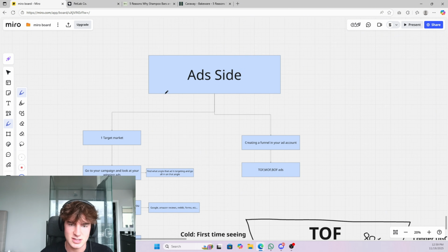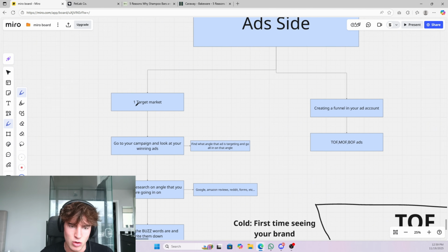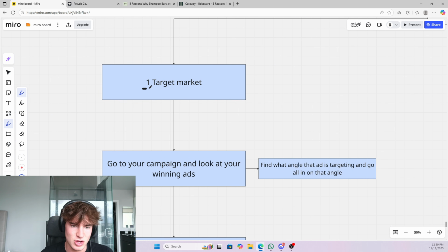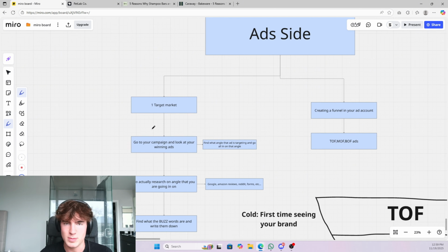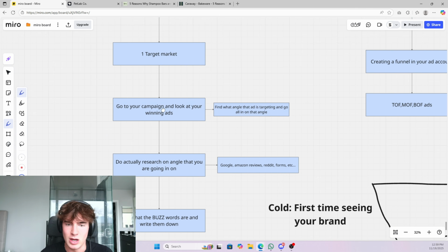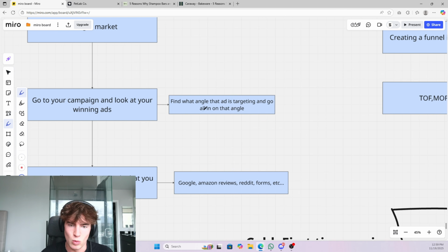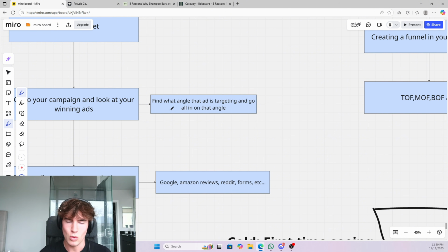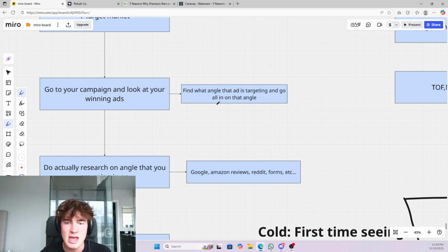So we'll get right into ads. So basically on the ad side, the one thing that you have to make sure that you're doing is one target market. The rule of one. We have to be targeting one specific person. So what I want you guys to do is go look at your campaign and look at your winning ads. And the one thing that I want you to find out is what angle is that ad targeting, and I want you to go all in on that angle.